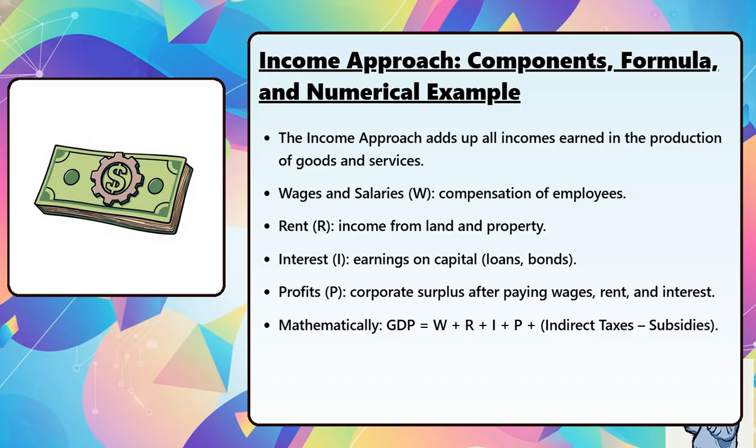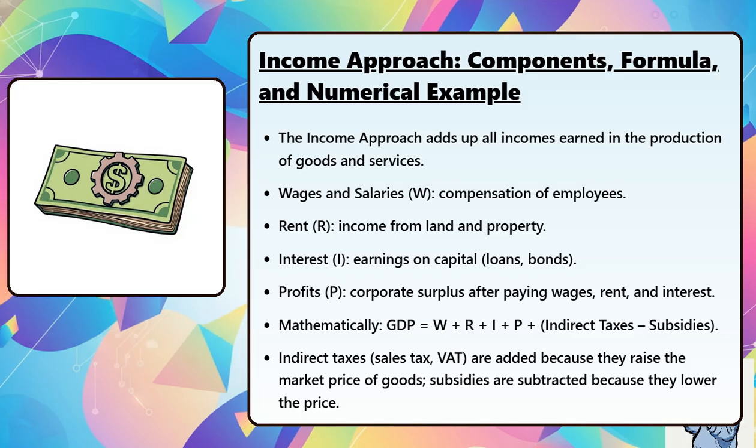Mathematically, GDP equals W plus R plus I plus P plus indirect taxes minus subsidies. Indirect taxes, sales tax, VAT, are added because they raise the market price of goods. Subsidies are subtracted because they lower the price.